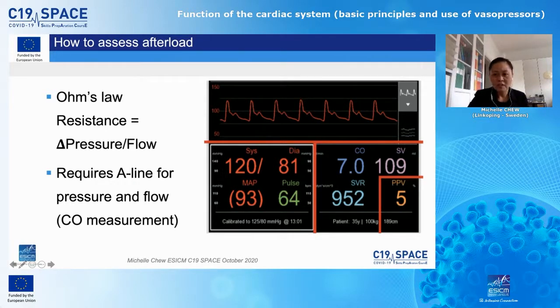You might not have the screen in your department, but this is just a normal screen that most people have in their ICUs. So using an arterial line, you will have continuous arterial blood pressure measurements. And then using some of the commercially available algorithms, you will also have cardiac output. The change in pressure, defined as the MAP, mean arterial pressure, minus the CVP, divided by the cardiac output, will give you the systemic vascular resistance. So it's very easy to calculate.